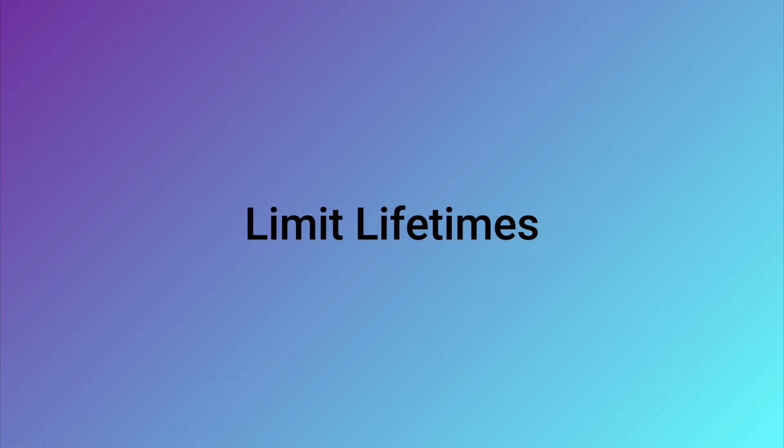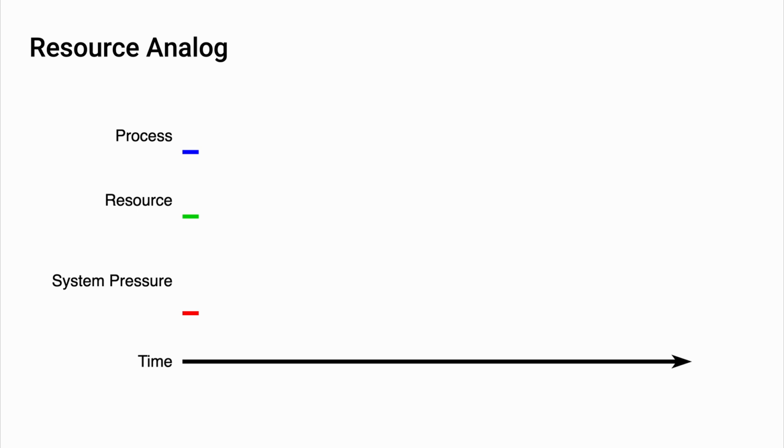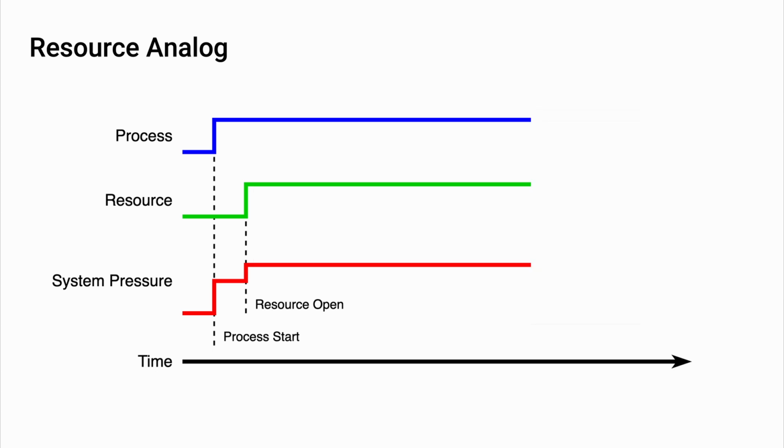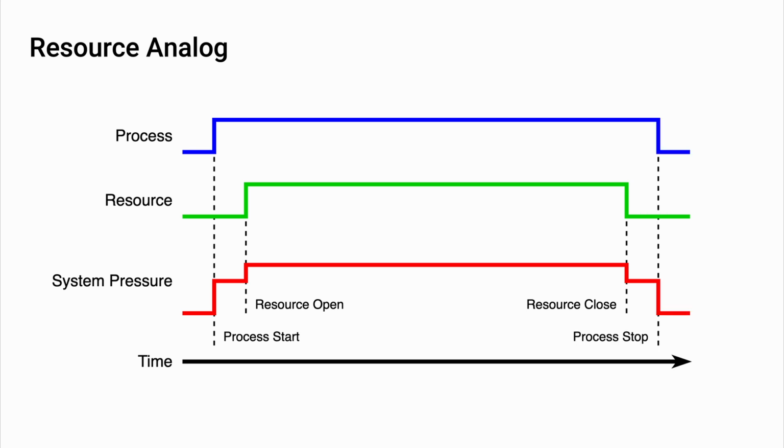Our next design principle is that of lifetime limitation. Let's consider a relatable scenario. We have a process, we have a resource. We're going to consider the pressure that puts on the system, and we're going to do it over a period of time. At some point, our process starts, and that creates a certain amount of pressure on the system. A bit later, we open our resource, which has an incremental impact on the system pressure. We go along in time, and at some point, we close that resource, lowering the system pressure. Finally, at some later point, we stop the process, which drops the system pressure back down.